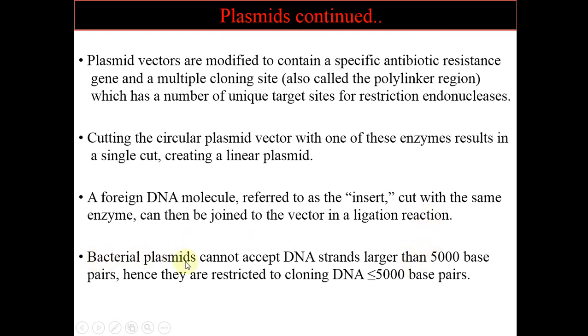The bacterial plasmids cannot accept DNA larger than 5000 bases or 5 kilobase pairs. Hence, they are restricted to cloning DNA less than 5000 base pairs.